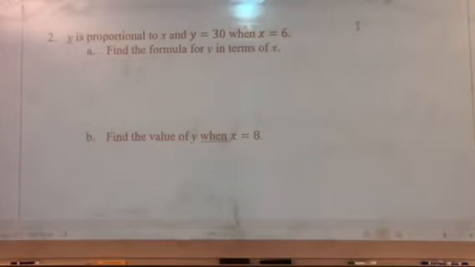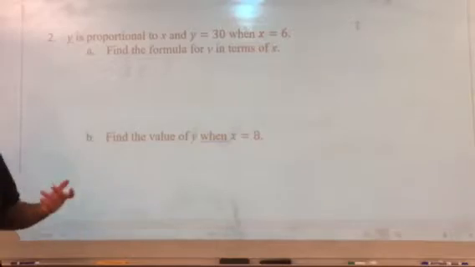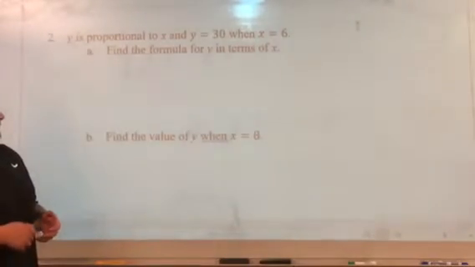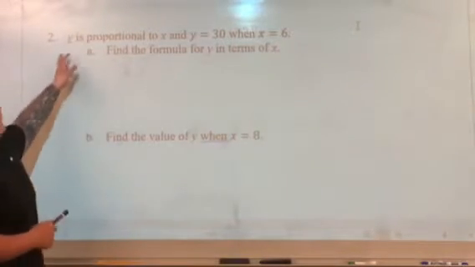Let's take a look at some more problems that deal with direct variation. In this problem it says y is proportional to x, and y equals 30 when x is 6. Find the formula for y in terms of x. So this is kind of like that first example that we talked about. The only thing here is that it's worded a little differently.